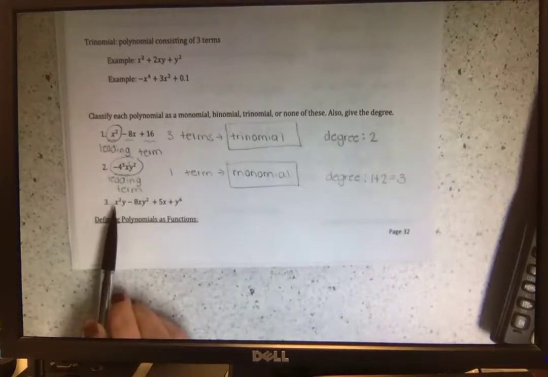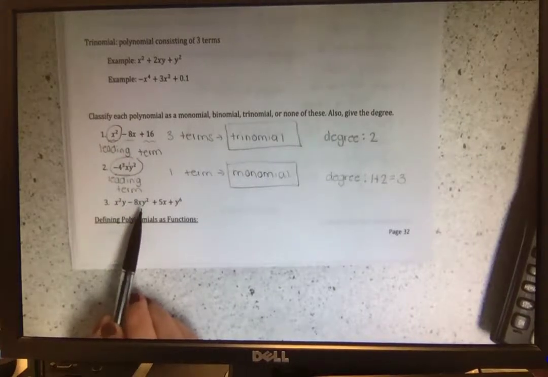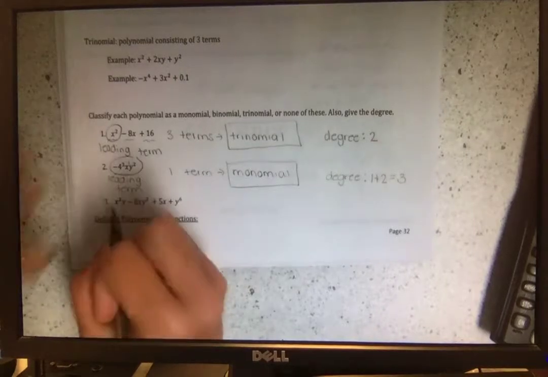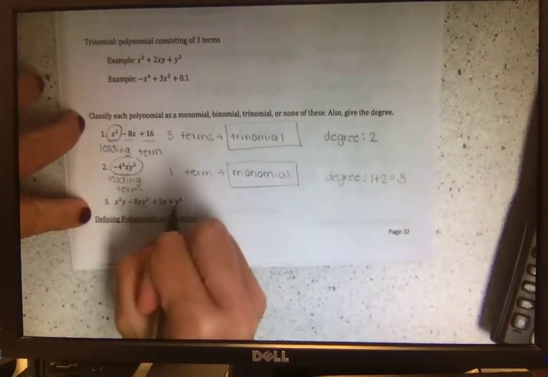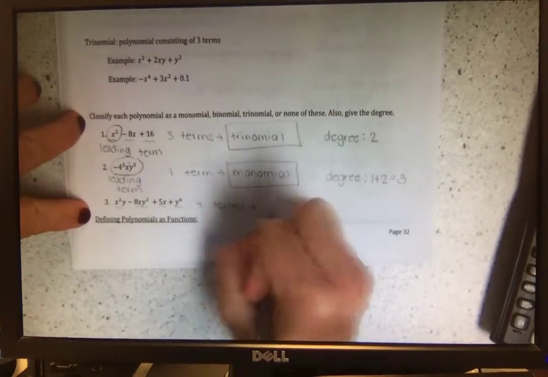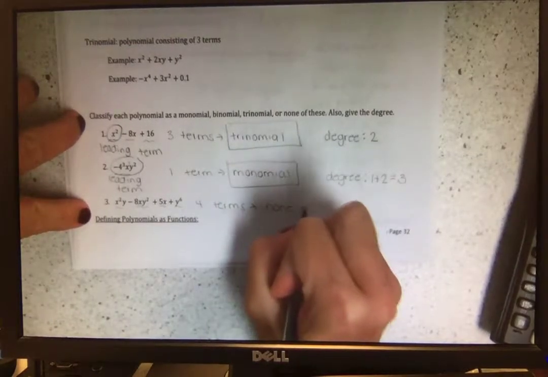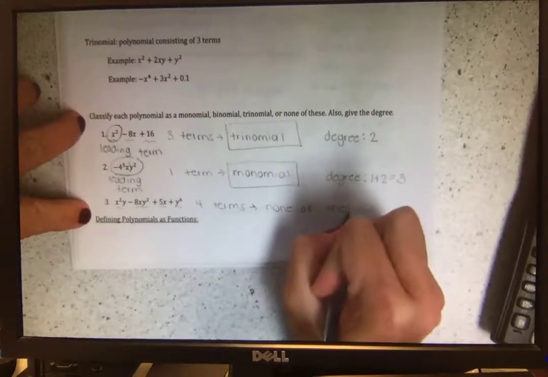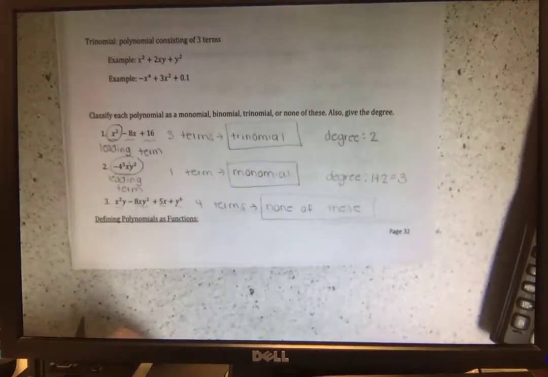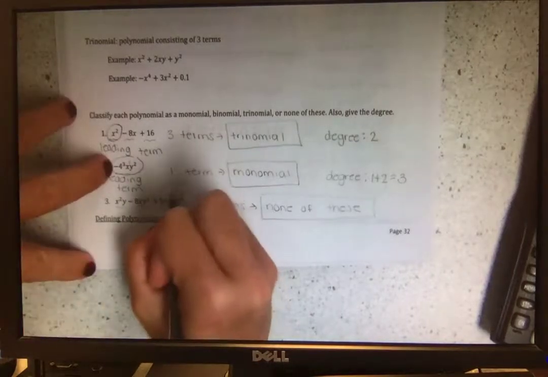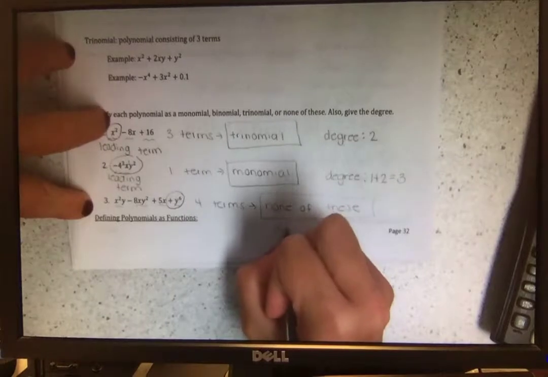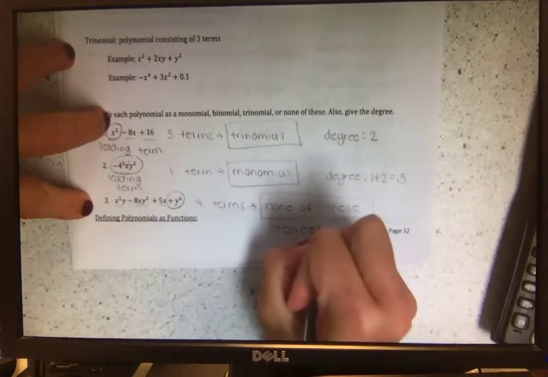Lastly, example 3, x squared y minus 8xy squared plus 5x plus y to the 6th. So here we have 1, 2, 3, 4 terms. So we're going to say it's none of these. We could just call it in general a polynomial. So finding our degree, our leading term will be this positive y to the 6th. That's our largest exponent, which will make our degree 6.